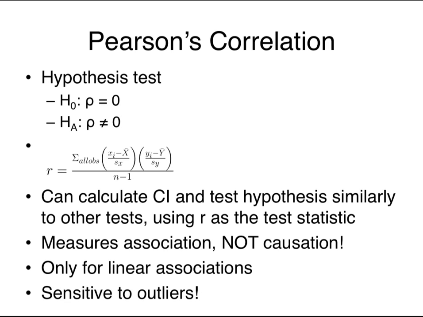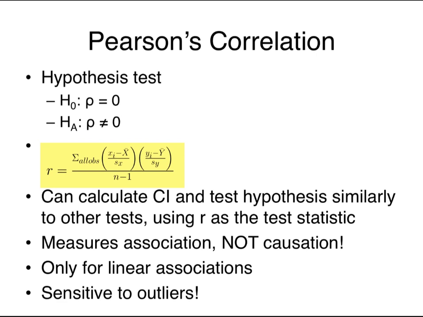The sign of the correlation indicates the direction of the association, while the absolute value indicates the strength of the relationship. With Pearson's correlation, the null hypothesis is that the Pearson's correlation coefficient equals 0. The alternative hypothesis is that the Pearson's correlation coefficient does not equal 0. ρ is used to indicate a population Pearson's correlation, while r is used to represent the Pearson's correlation observed in a sample. So here's the formula for calculating Pearson's correlation.